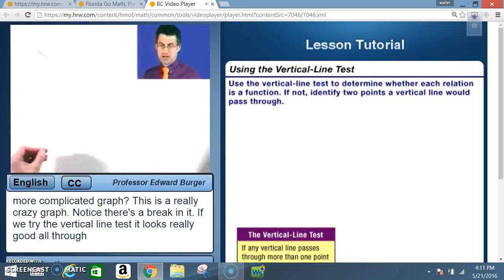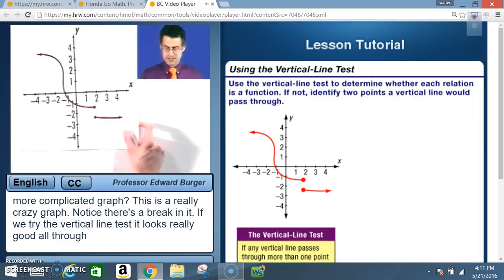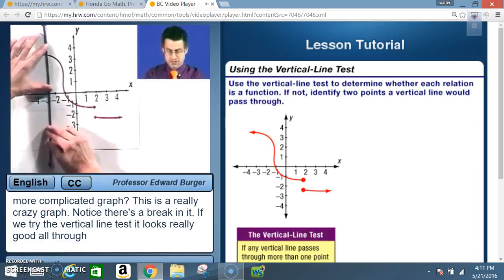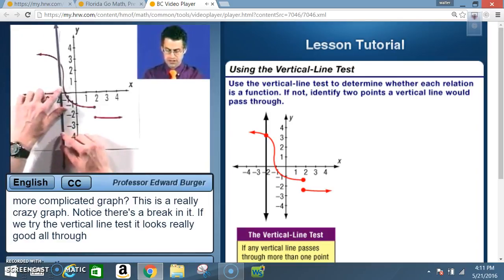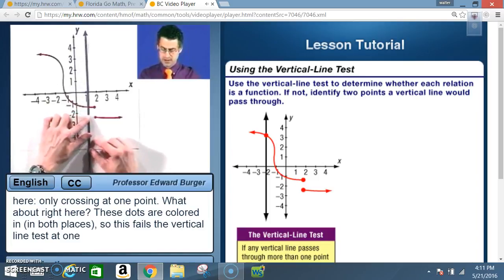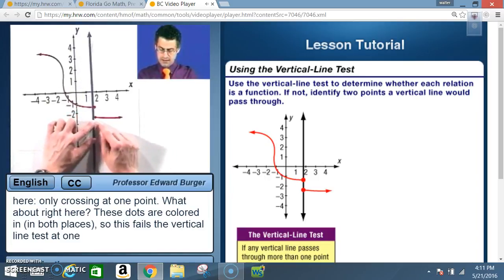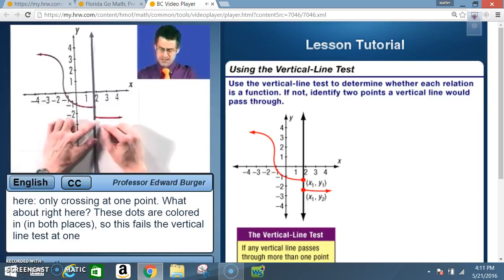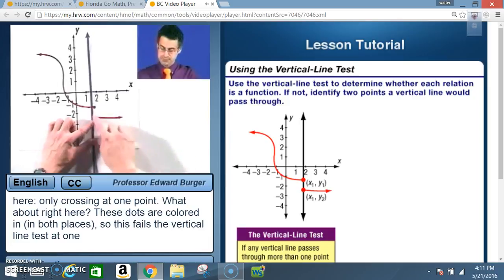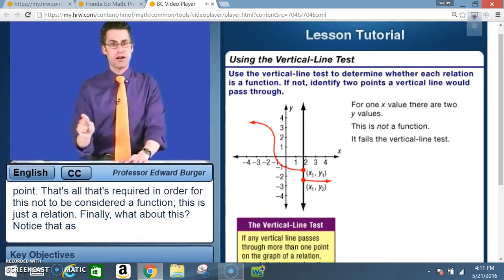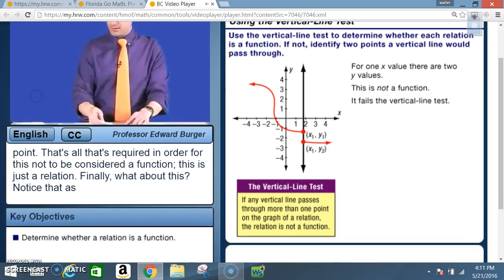What about this more complicated graph? This is a really crazy graph, and notice there's actually a break in it. If we try the vertical line test, it looks really good all through here. Only crossing at 1 point, only crossing at 1 point, and so on. But what about right here? Notice that these dots are colored in both places. So we see this fails the vertical line test at 1 point. But that's all that's required in order for this not to be considered a function. This is just a relation.